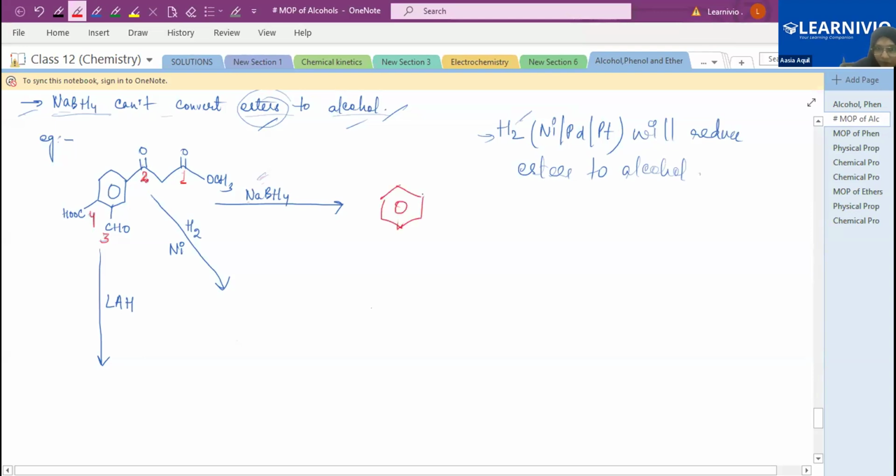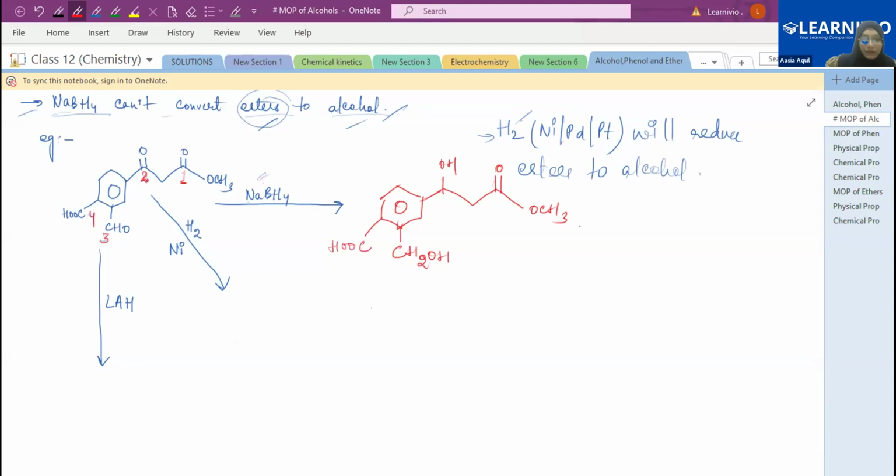So it will reduce these groups. The ester group stays as it is, and the second group will be reduced to CH2OH, and the third group to CH2OH, and the fourth group, the carboxylic acid, stays as it is.